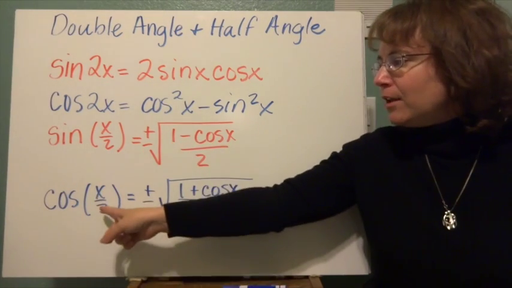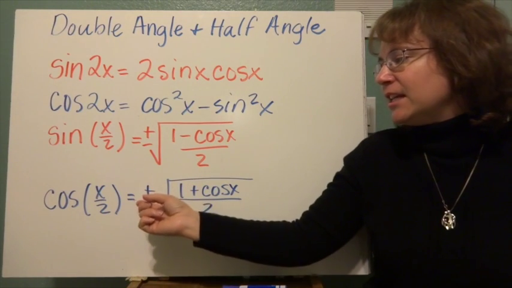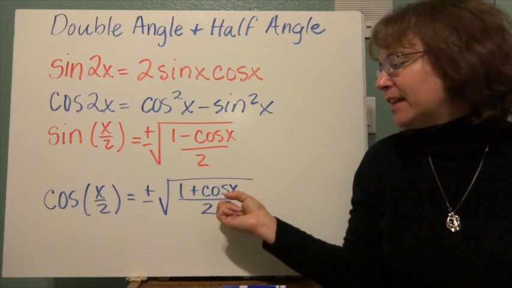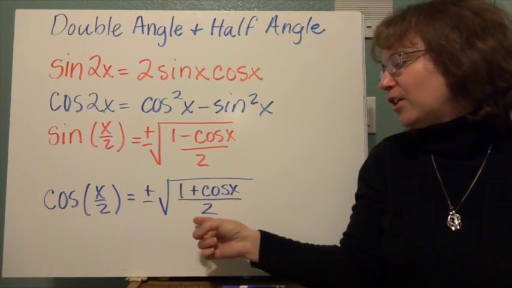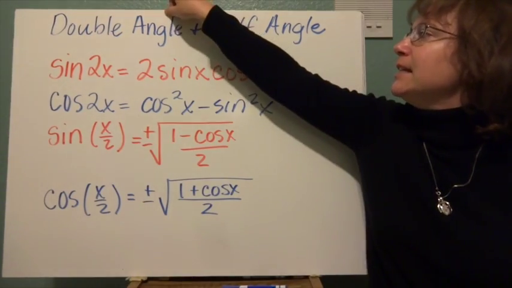Cosine of x over 2, very similar to our sine of x over 2, is equal to plus or minus the square root of 1 plus cosine of x, so that's the original angle, over 2. So now let's take a look at how these identities work.